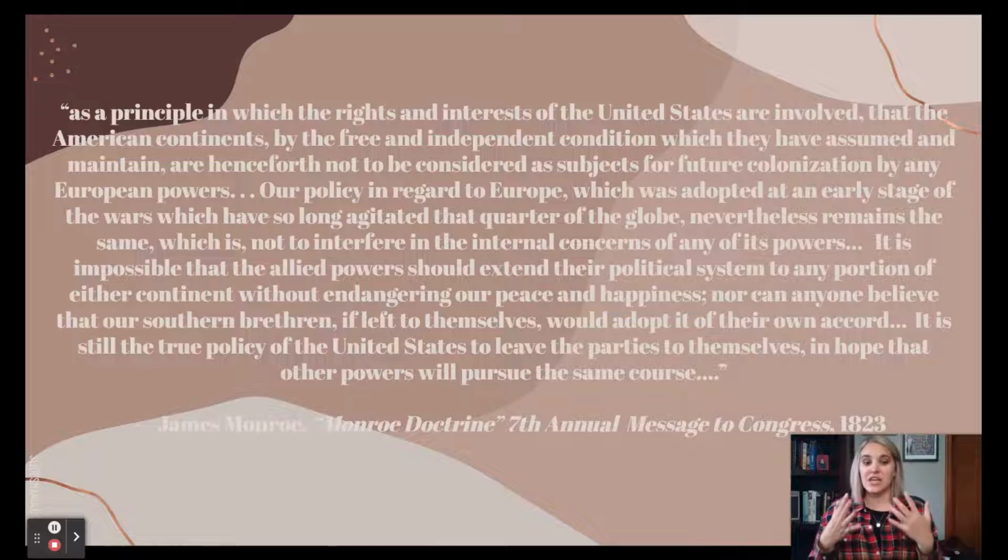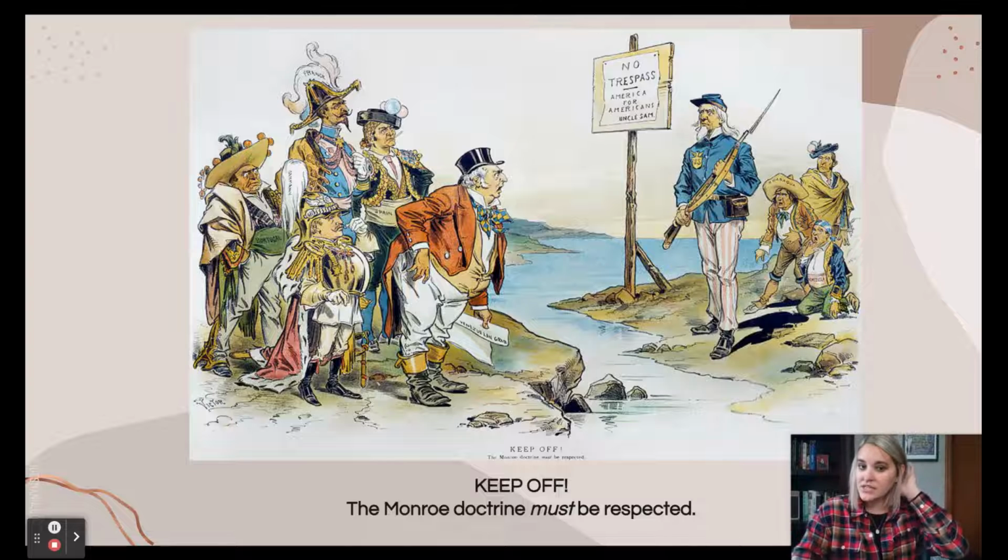So we have endeavored to stay neutral in European affairs. We will continue to do that. Now we are asking that Europe follow that same policy. So you can sense a little bit of that isolationist rhetoric that began with Washington's presidency.